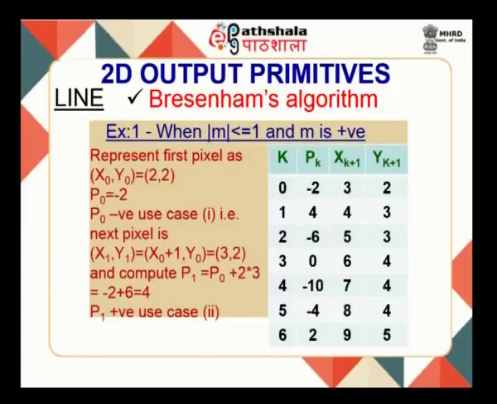So, when you compute these points till k is equal to 6, that is the last point where x k plus 1 is 9 and y k plus 1 happens to be 5. So, the points to be plotted are 3 2, 4 3, 5 3, 6 4, 7 4, 8 4 and 9 5. So, that is the solution for the first problem.